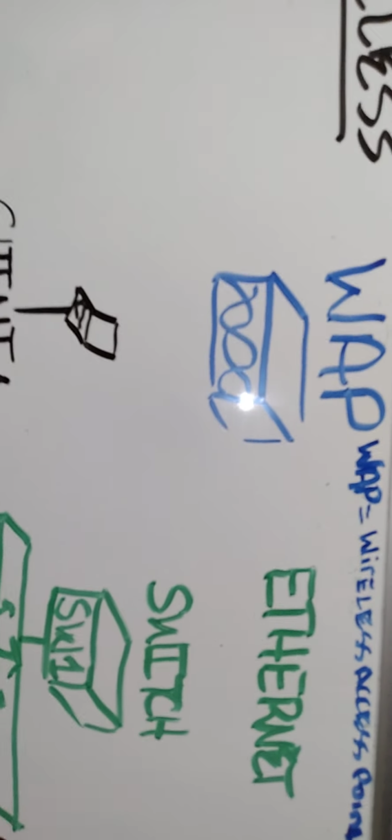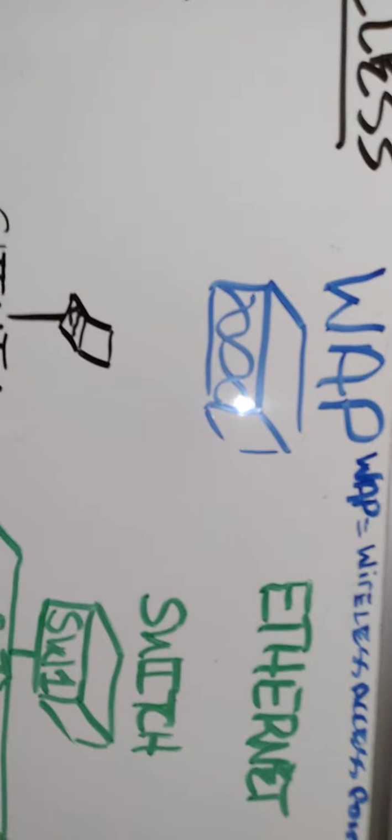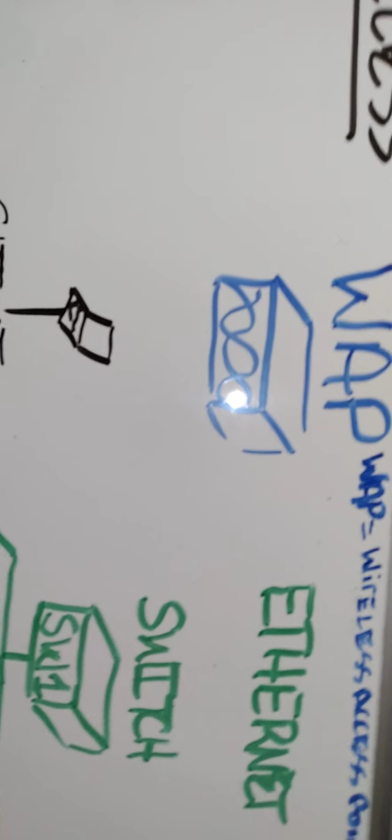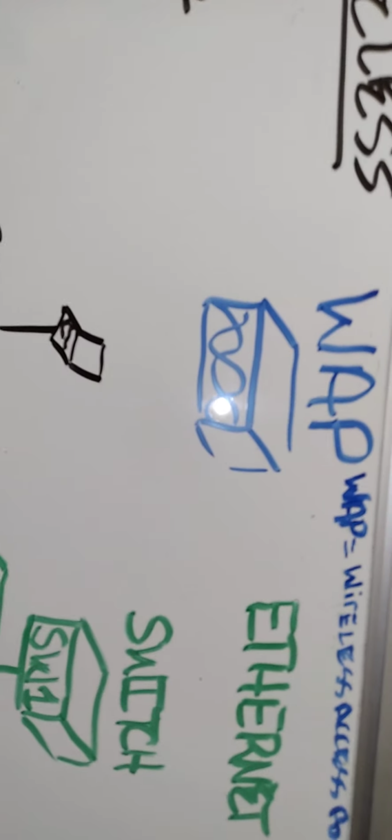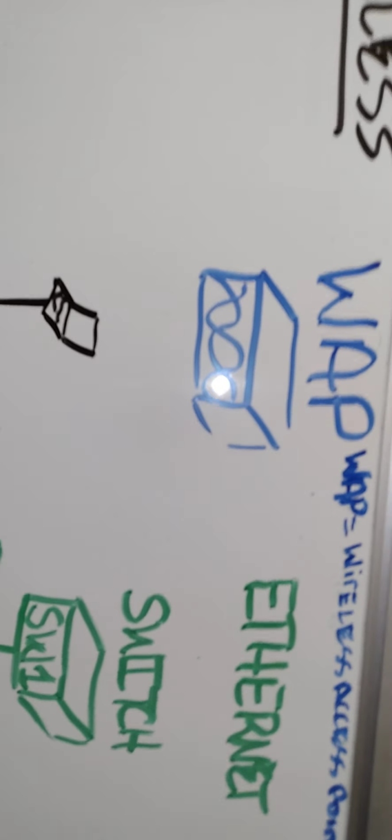So one wireless LAN controller will reach out. It's a single point of administration and reaches out to communicate with all the different devices, so we can have one point of contact.